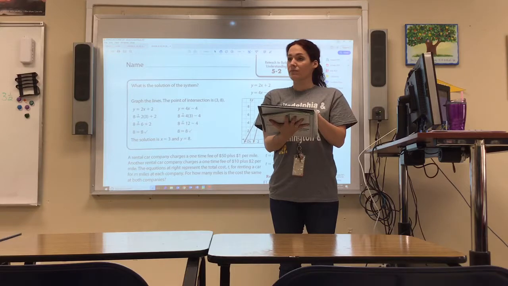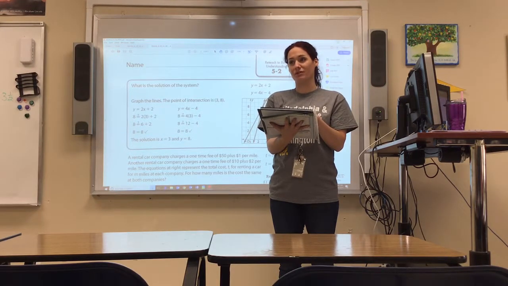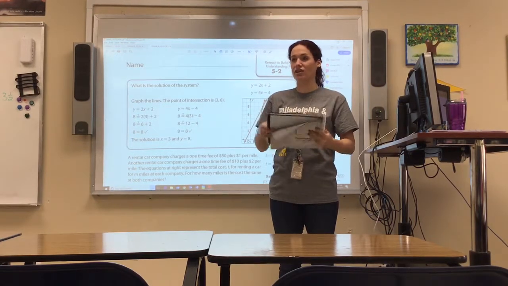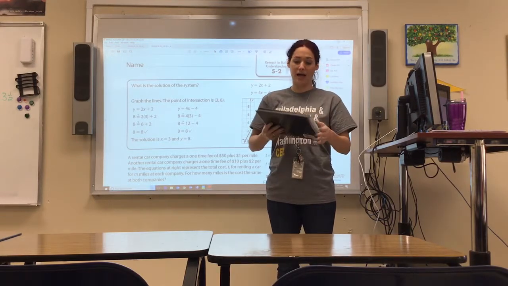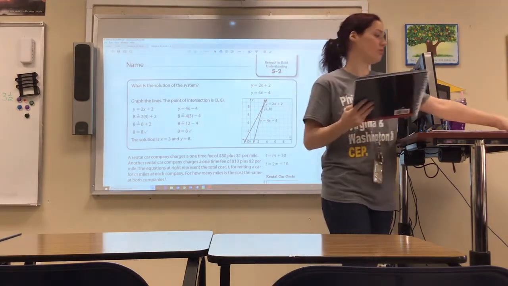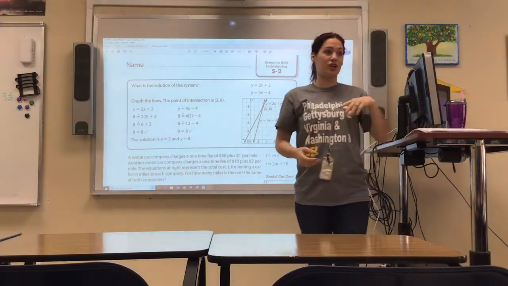I graphed the lines wrong. I still have one solution, but it's not the right solution. It's not the right answer. The solution for one solution is the ordered pair. So it sounds like some of you may need to redo that a little bit, specifically on your graphing.